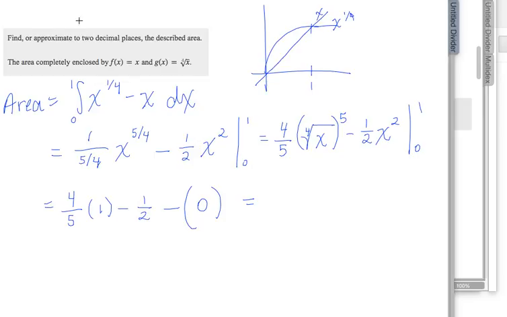And it says find or approximate to 2 decimal places. So I think it'll take your answer whether you enter it in exact or rounded form. You just need to compute 4/5 minus 1/2.